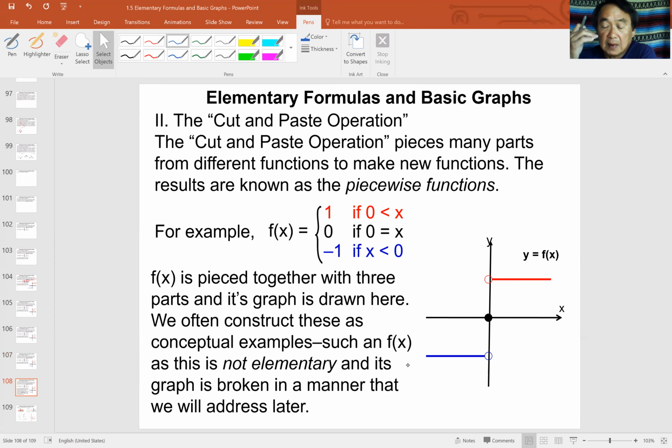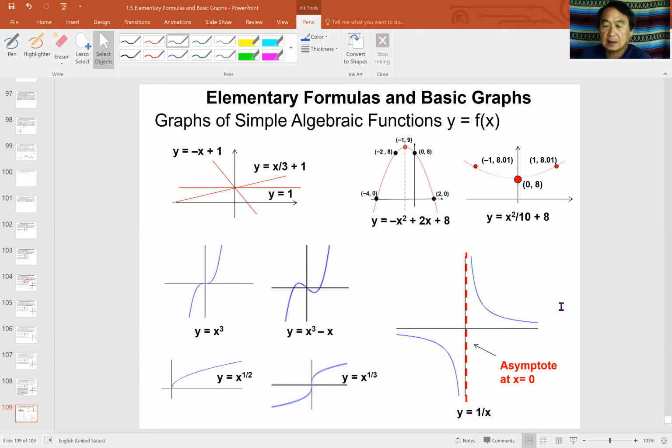In mathematics these are called piecewise functions, and we use these techniques a lot of times to come up with examples for different purposes. These are the graphs which you should know. Look them over and think about the shapes, because we're going to use all these graphs quite often.